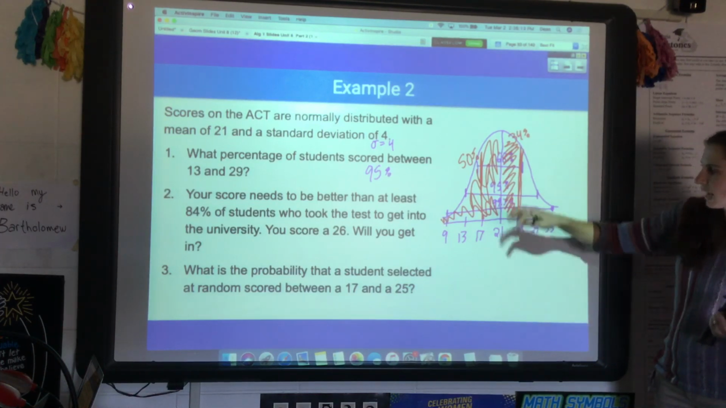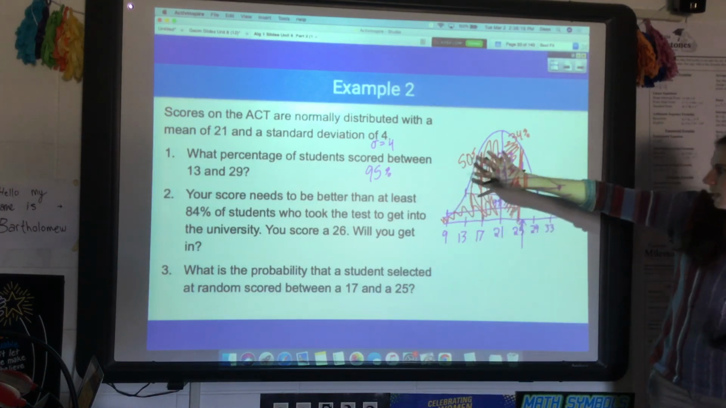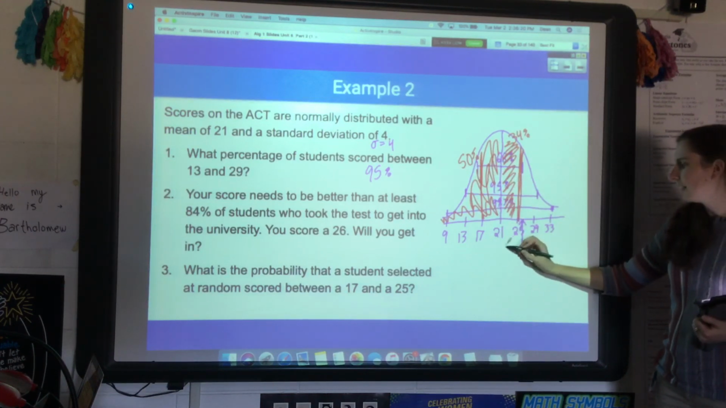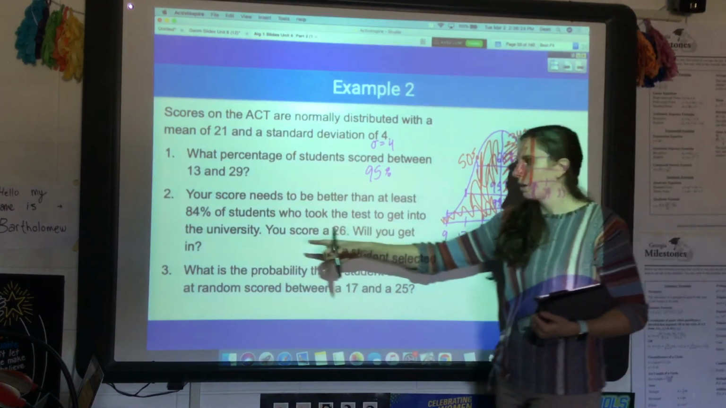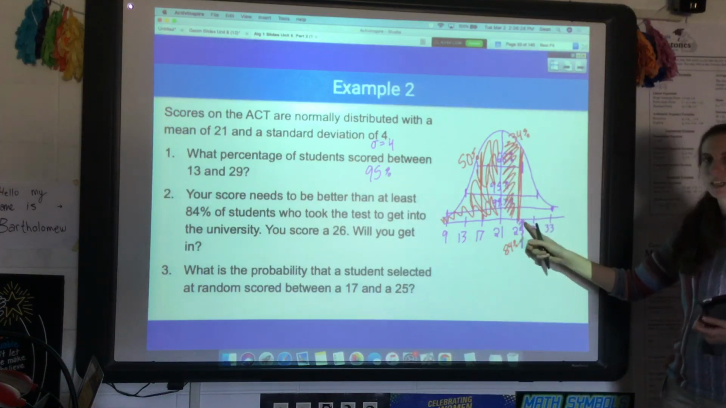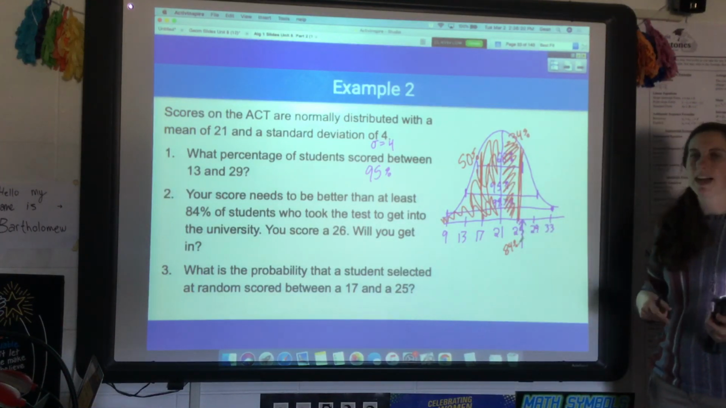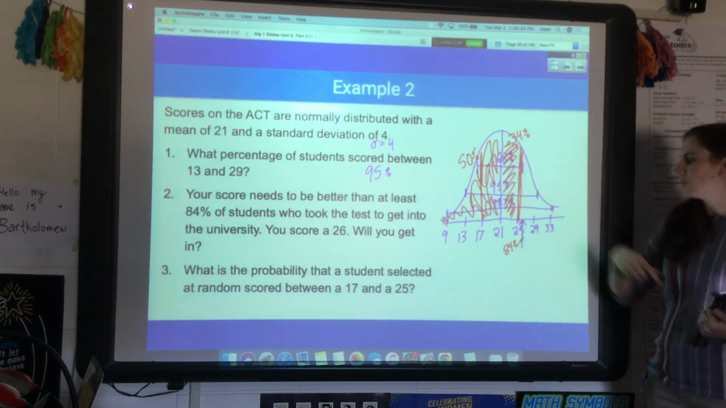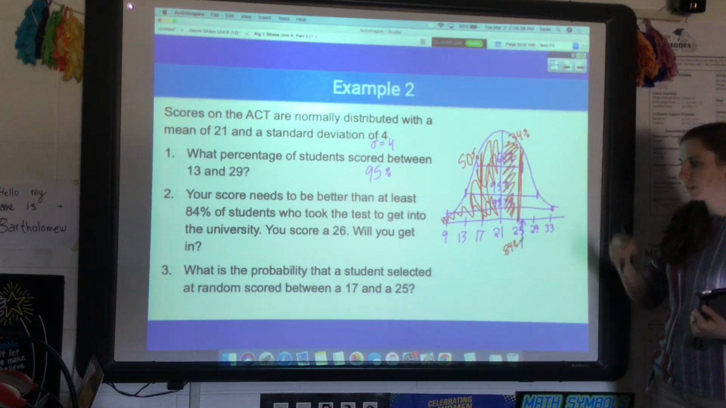All right, so if we add up the 50 plus that 34%, we are currently at 84%, which is exactly what I was needing to be better than. So if I made a 26, which is slightly higher than that 25, then I'm in good shape because I did higher than 84% of everybody.